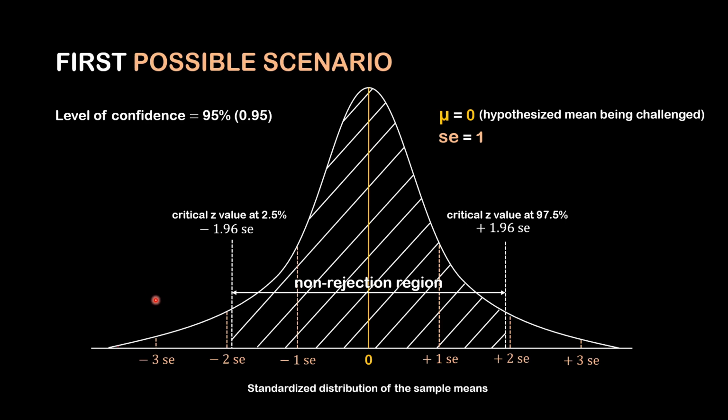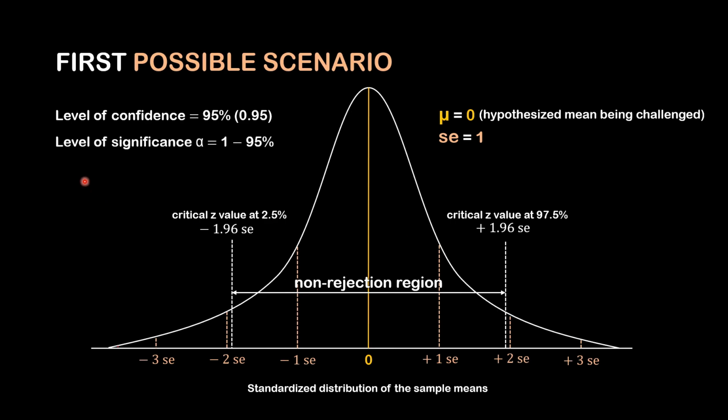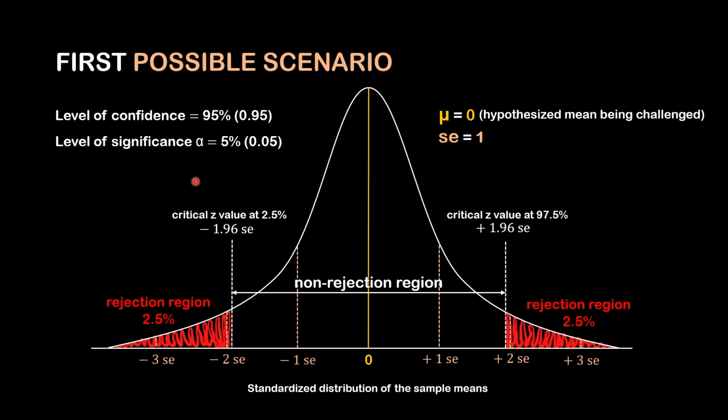And whatever probability remains in the tails, in the left tail and the right tail, is called the level of significance, which is equal to 1 minus the level of confidence. So 1 minus 95% gives us a level of significance of 5%. And this level of significance defines our rejection region. So we split this probability in the two tails. So we get a 2.5% probability in the left tail and a 2.5% probability in the right tail.